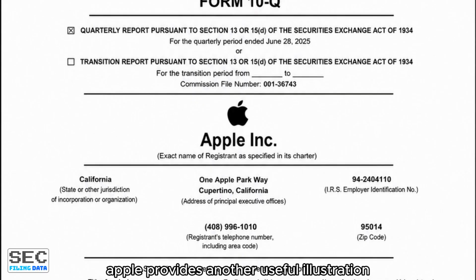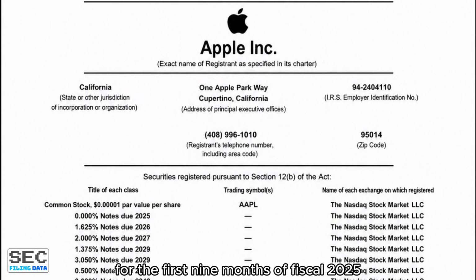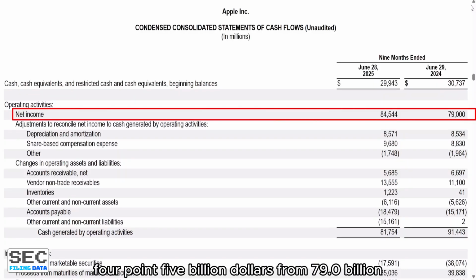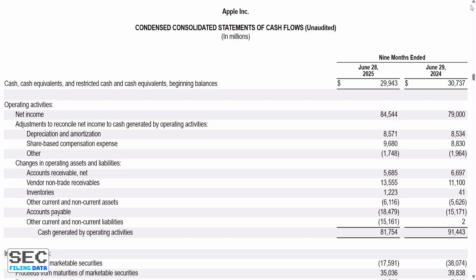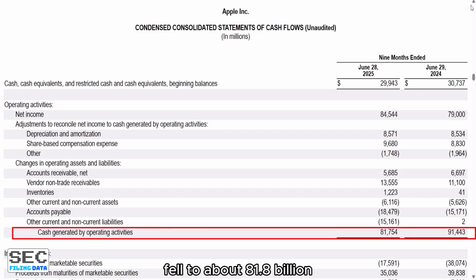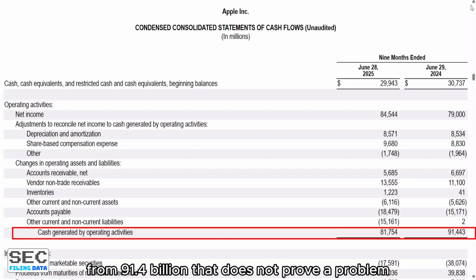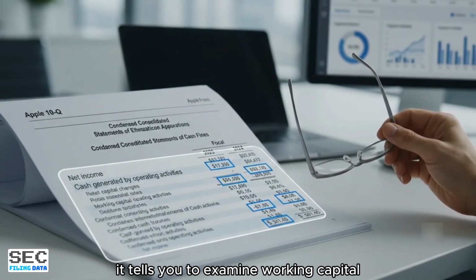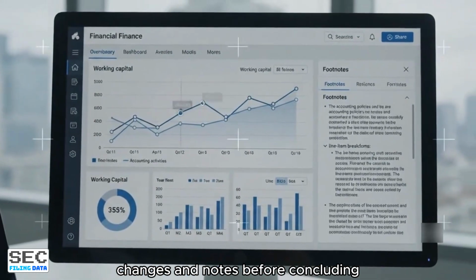Apple provides another useful illustration. For the first 9 months of fiscal 2025, net income increased to about $84.5 billion from $79.0 billion. Yet cash generated by operating activities fell to about $81.8 billion from $91.4 billion. That does not prove a problem. It tells you to examine working capital changes and notes before concluding.